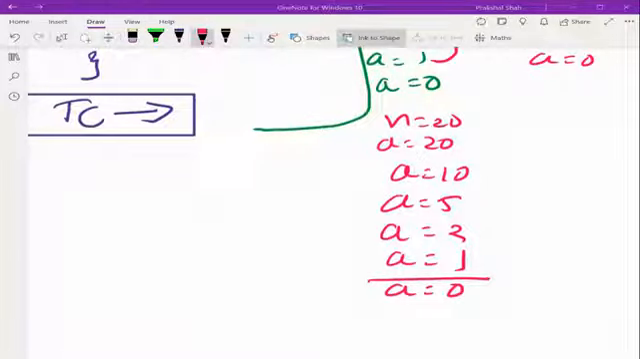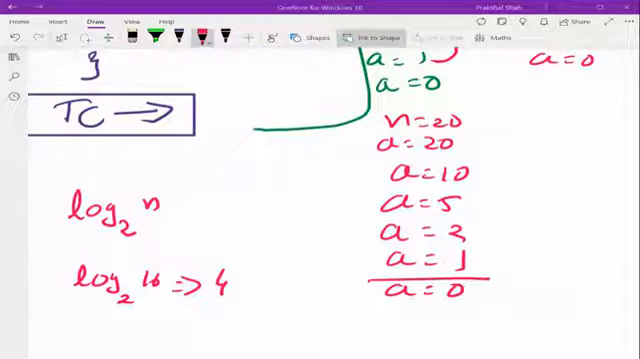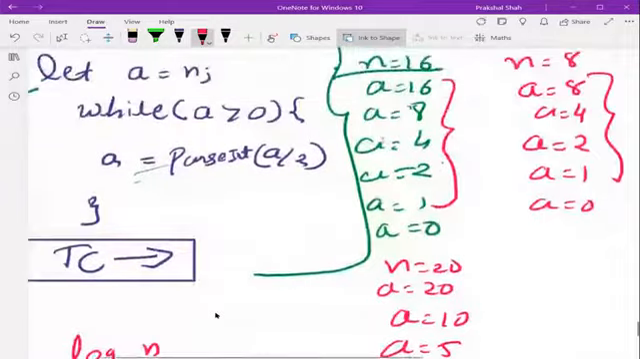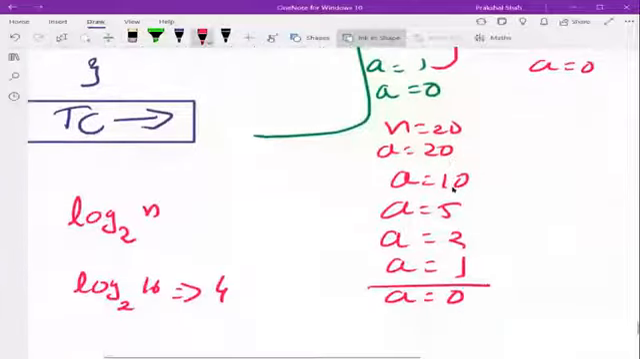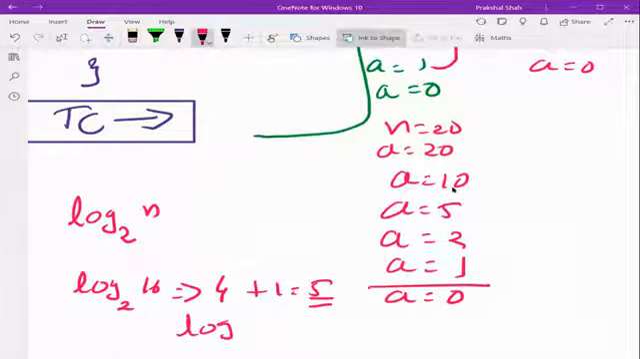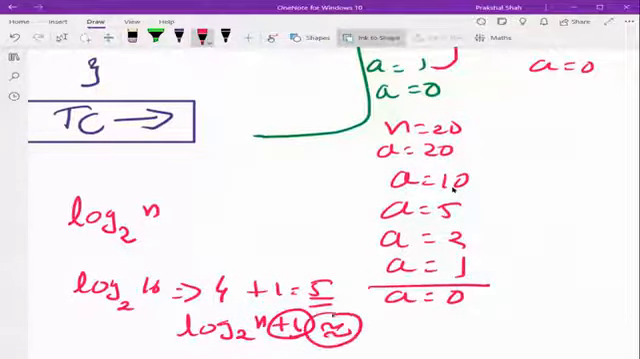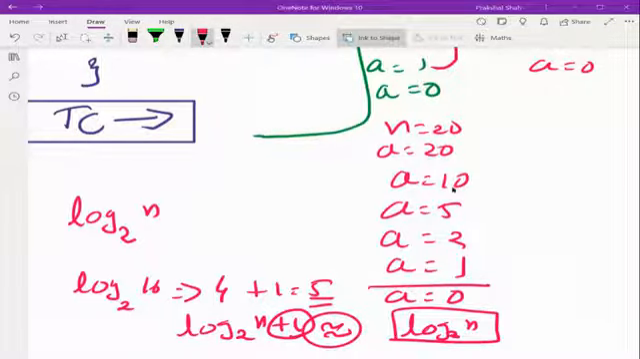So you can clearly see here that every time it is doing half, right? So can I say it will be log of n base 2, because log of 16 base 2 is what? 4. And here how many steps am I taking for 16? 5 steps. So can I say it is taking 4 plus 1 steps, that is 5 steps? So can I say it is taking log of n base 2 plus 1 step here? This 1 will always be ignored. So can I say it will be log of n? Yes or no?